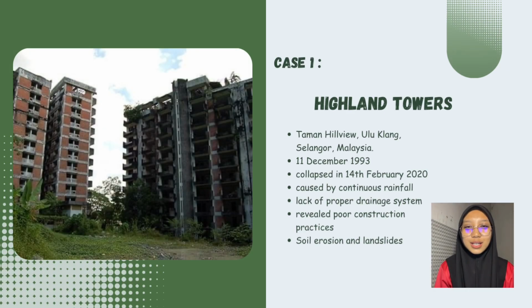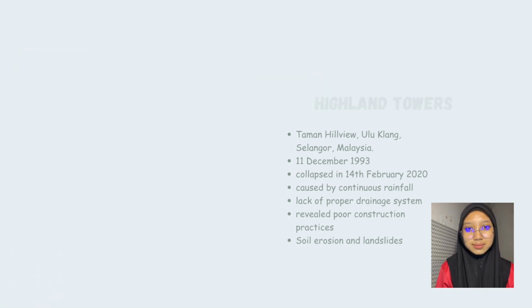Hi, I am Shahira. Today we begin by discussing the Highland Tower disaster, a tragic foundation failure case that occurred on 11 December 1993, which is located in Taman Hillview, Selangor, Malaysia. This event involved the collapse of a condominium building, tragically resulting in the death of 48 people. The primary cause of this disaster was heavy rainfall. The rain saturated the ground, making it unstable, and the building's foundation was not designed to handle such saturated conditions, which led to its collapse.